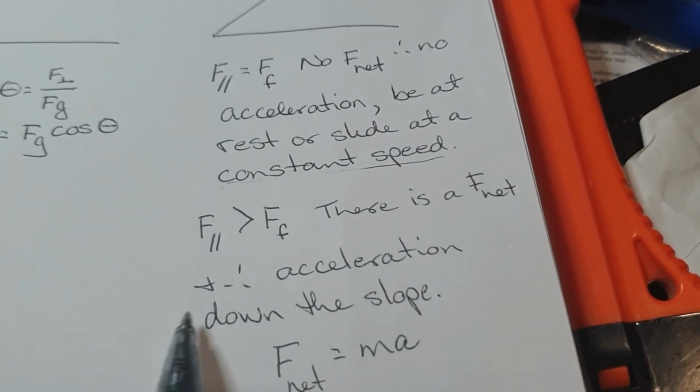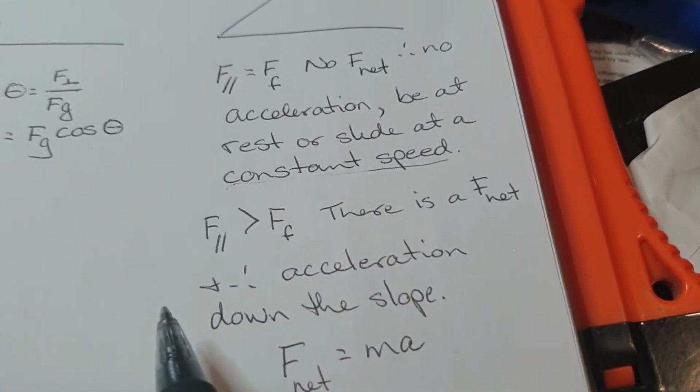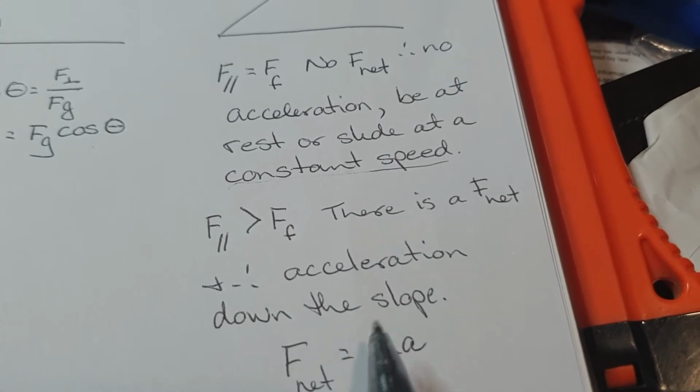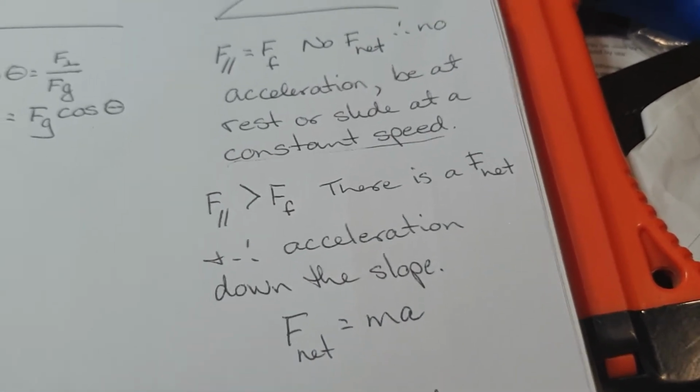If the parallel force is bigger than the force of friction, there's going to be a net force. So there'll be acceleration down the slope, and F net equals mass times acceleration. So you can work that out.